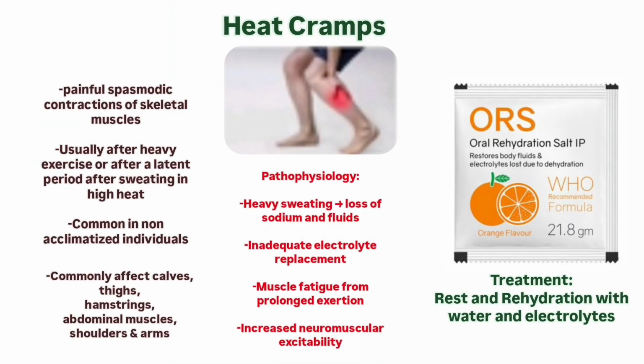Heat cramps are painful spasmodic contractions of the skeletal muscles, usually seen after heavy exercise or after a latent period of sweating in high heat. Common in non-acclimatized individuals, it commonly affects the calf muscles, the thighs, the hamstrings, the abdominal muscles, the shoulders, and the arms. The pathophysiology includes heavy sweating and loss of sodium and fluids, which lead to inadequate electrolyte replacement. This causes muscle fatigue from prolonged exertion, and this leads to increased neuromuscular excitability. Treatment again includes rest and rehydration with water and electrolytes.